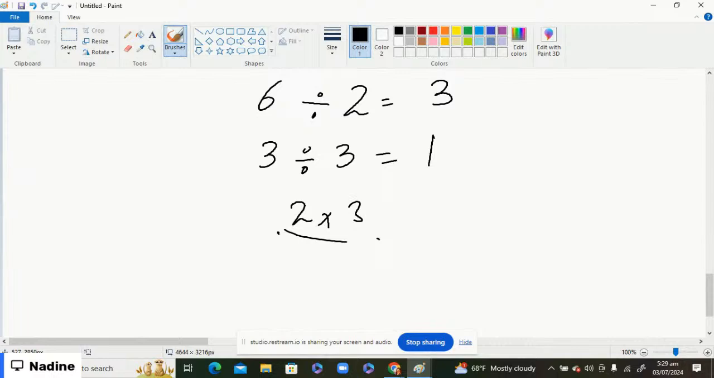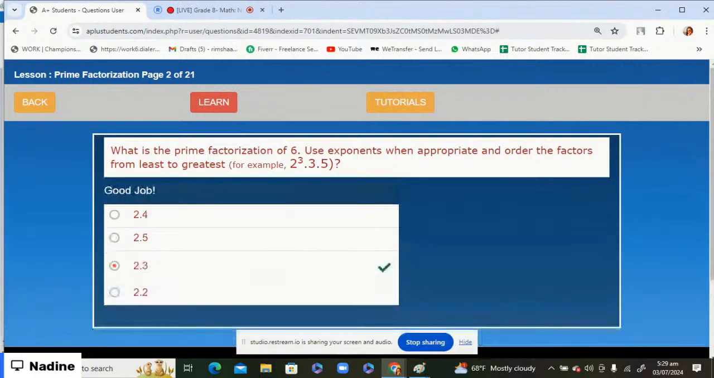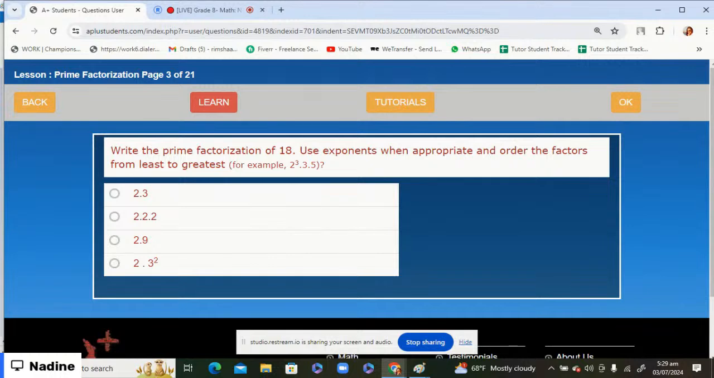We already solved this question, that's why I'm not telling. 6 divided by 2, that is 3. 3 divided by 3, that is 1. And what are the factors? There are two factors, which are 2 and 3. Then check, is there any option for 2 cross 3? 2 and 3, yes, it is here. We are not putting it in the form of power, because there is no power with it.